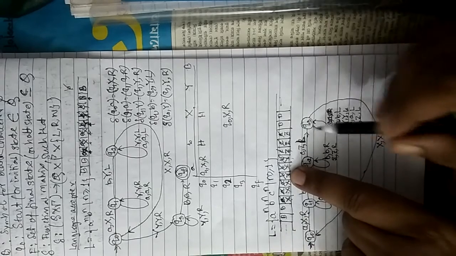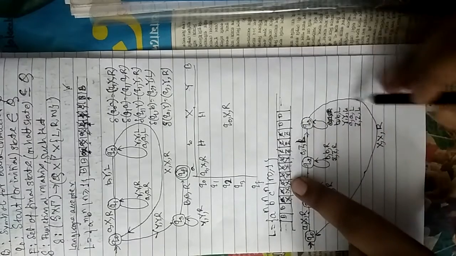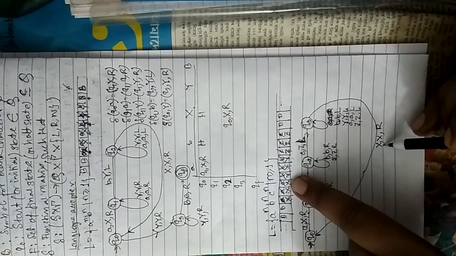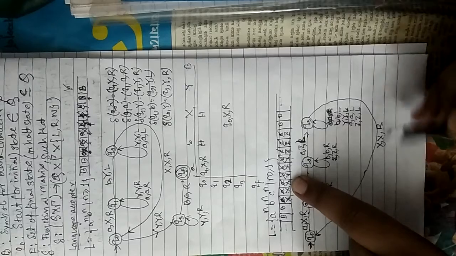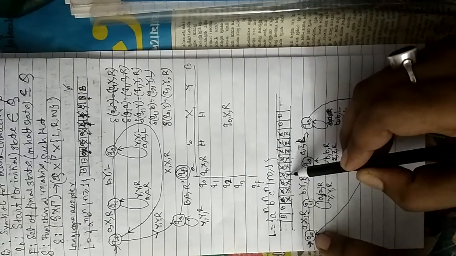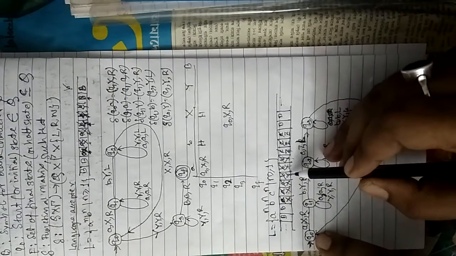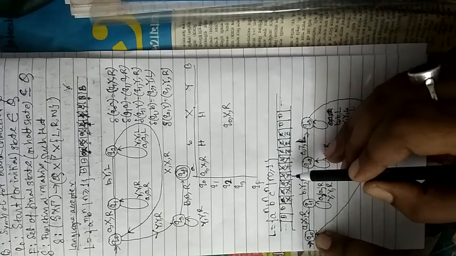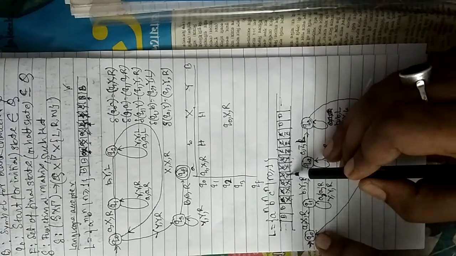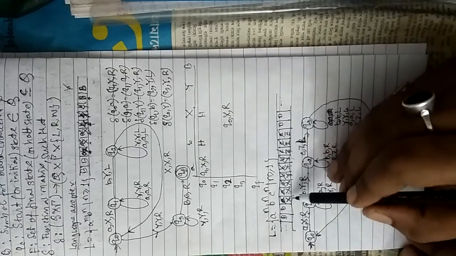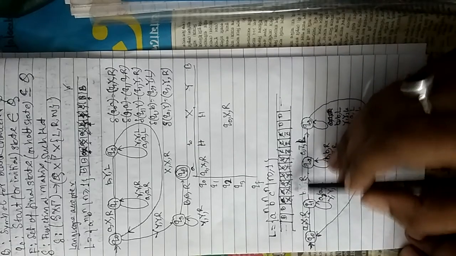Next you are reading x. You replace x by x and move towards right. Now you are at the q0 state, reading y. This is the first time we have encountered y. This means that all a has been replaced by x.